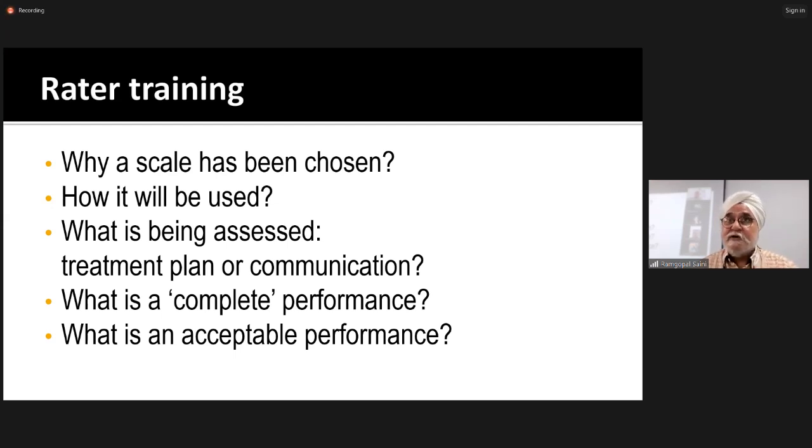Now, rater training is important, and especially you need to tell why a scale has been chosen, because it makes all the difference. How you are going to use it, what are you assessing? नहीं तो वो बहुत गलत गलत चीजें हम असेस करने लग जाते हैं. असेस हमने कम्युनिकेशन करना होता है, चले हम लैंग्वेज पे जाते हैं. असेस हमने लैंग्वेज करनी होती है.